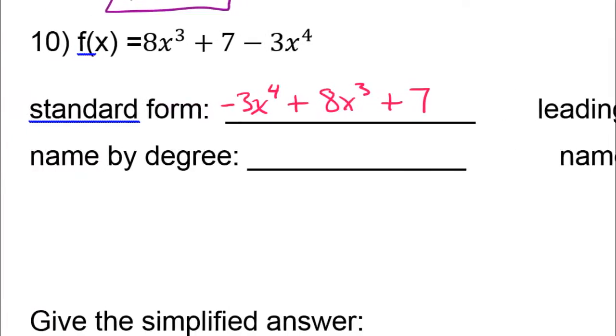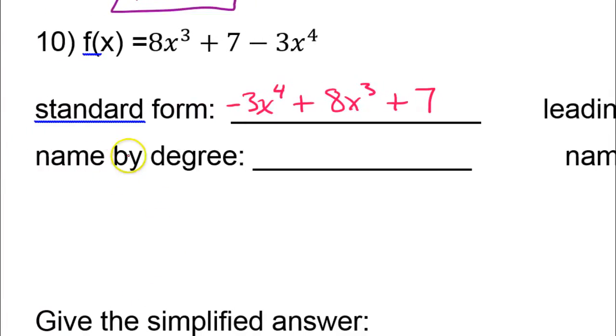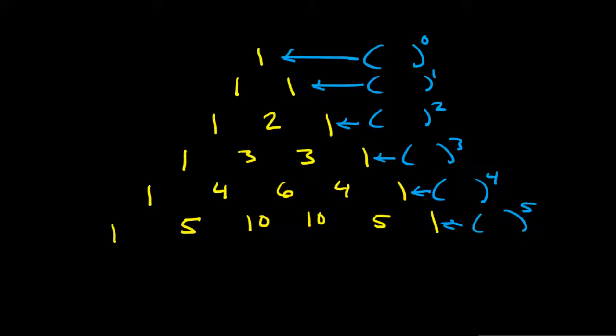Alright, so now we're supposed to do some naming. Naming by degree. Again, like this had degree 4. The degree, remember, is the highest exponent. Okay, so let's play around with that and make a chart.